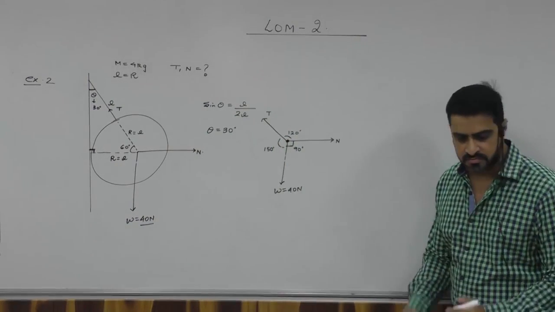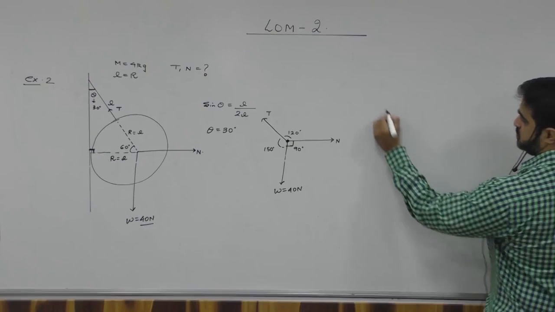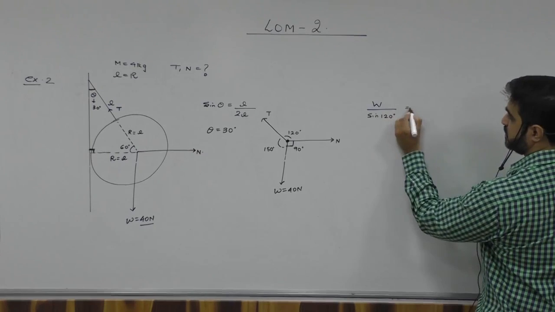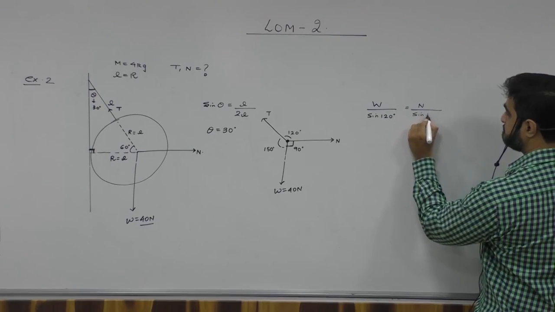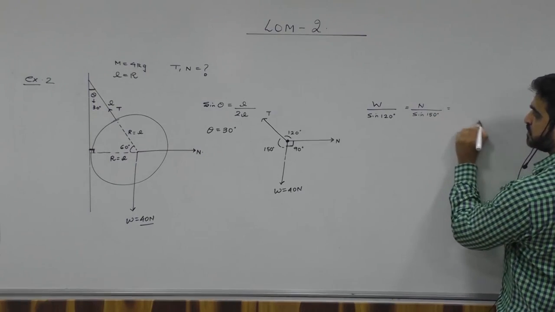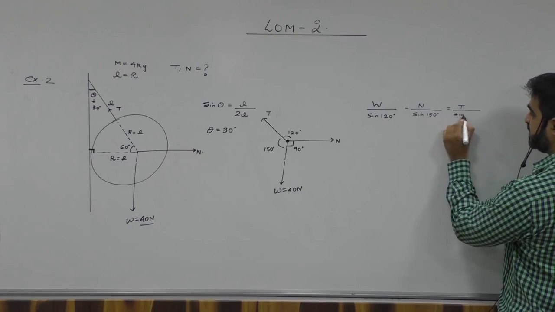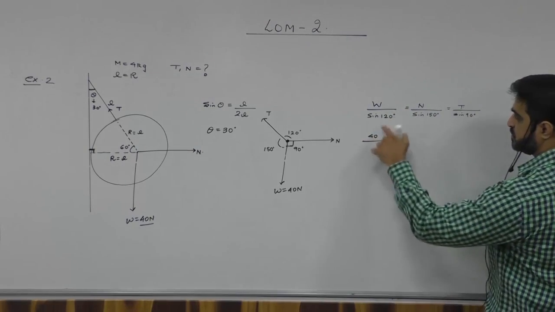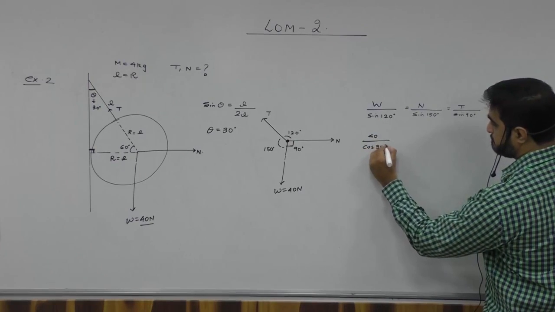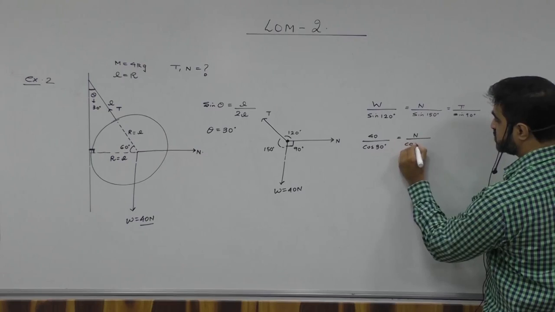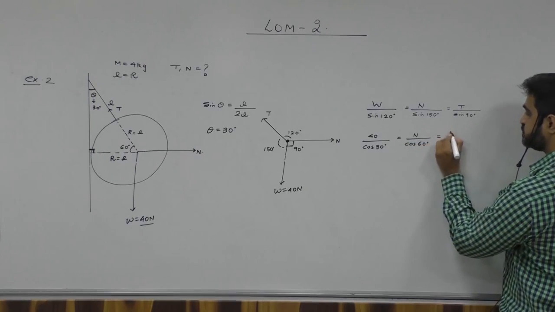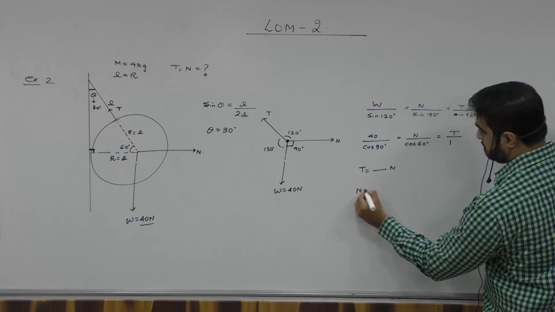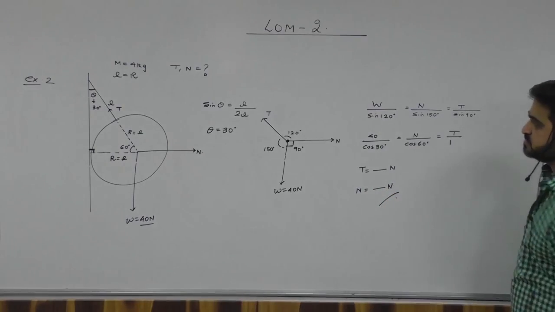Come on, start please. W upon sine 120 is N upon sine 150 is T upon sine 90. W is given as 40. Cos 30, cos 60 upon 1. T is Newton, N is Newton. Is the answer.